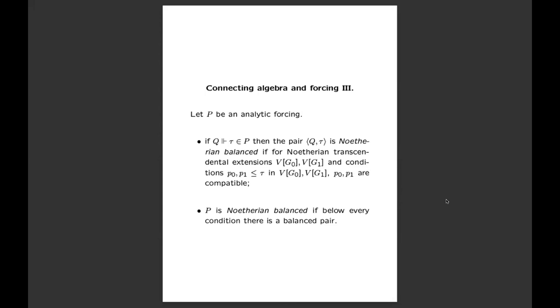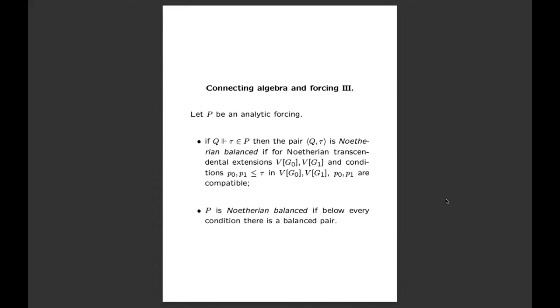So here is the key notion that connects algebra and forcing. There's always this notion of balance when you want to prove that some variation of the axiom of choice is independent from another one, and that's this.